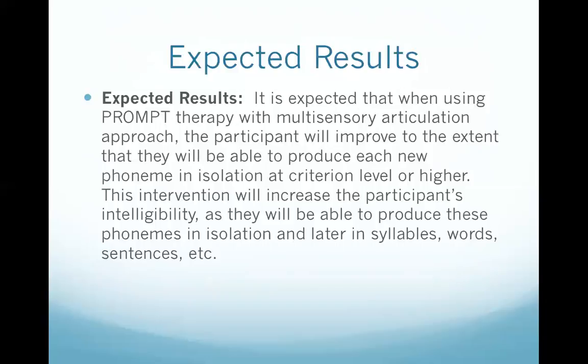The expected results were that when using prompt therapy with a multisensory articulation approach, the participant will improve to the extent that they will be able to produce each new phoneme in isolation at criterion level or higher. This intervention will increase the participant's intelligibility, as they will be able to produce these phonemes in isolation and later in syllables, words, sentences, etc.